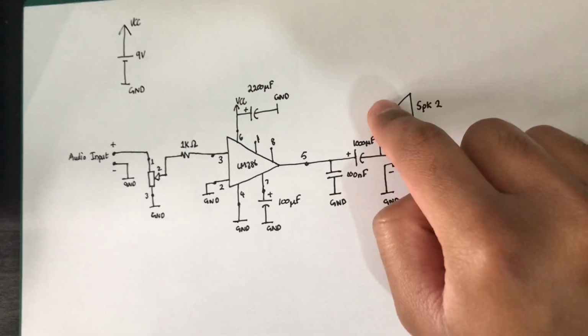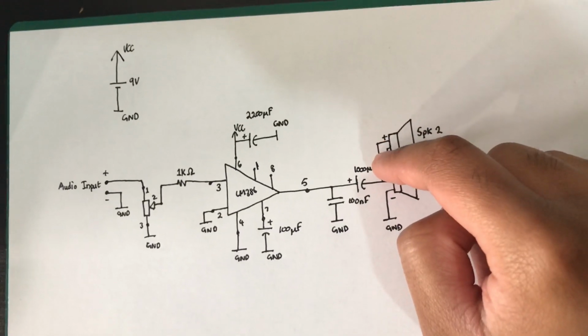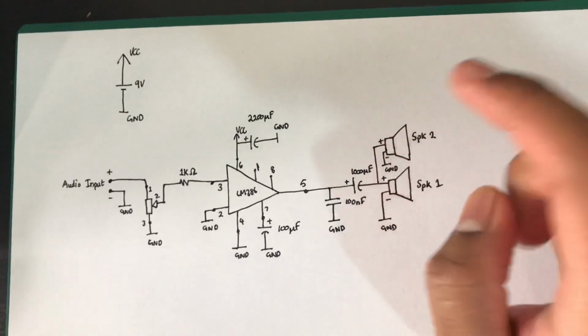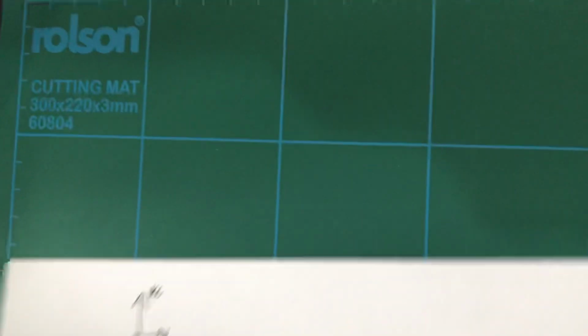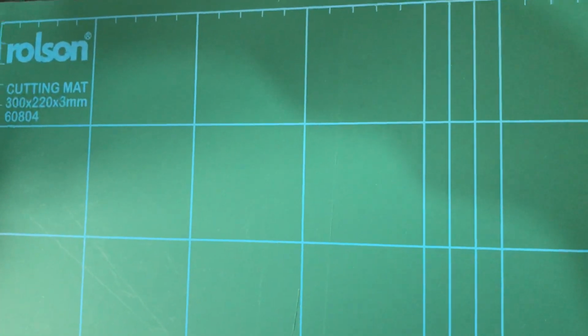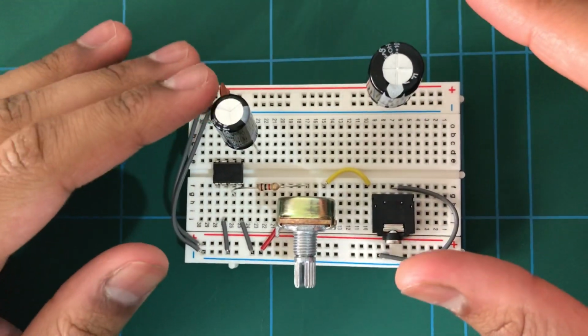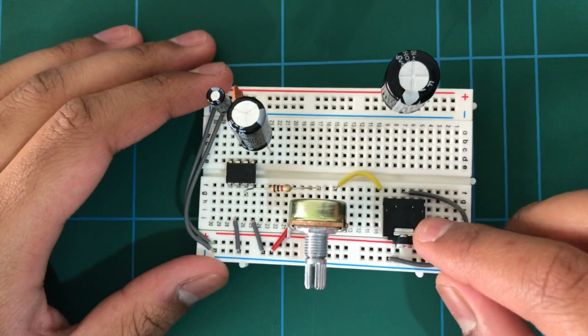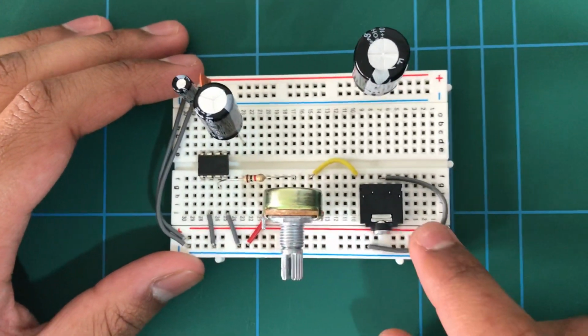Where the positive terminal will be made a parallel connection there, and the other one on the other end will be grounded normally. So now that we've taken a look at the schematic, let's move on and I'll show you the connections I made on the breadboard here. Okay, I made the connections as mentioned in the schematic.